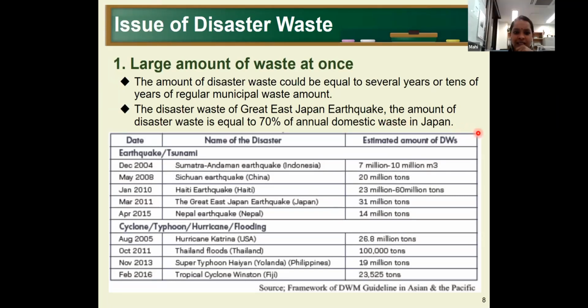Wow, I see. That's kind of amazing, isn't it? What do you think, Tatsusa? What do you think about the volume? Yeah, it's very huge. I can imagine the volume. How should we manage such a huge volume of waste? It might take several years or more, but the basic policy is to try to sort and recycle disaster waste.